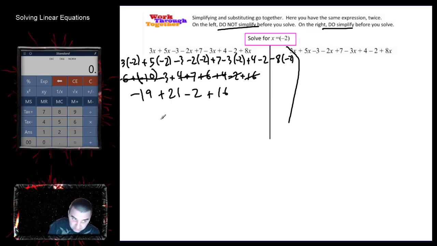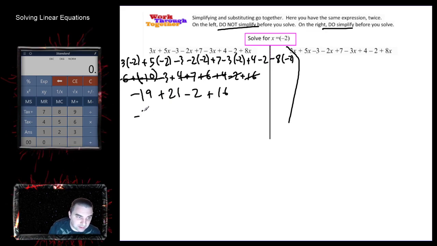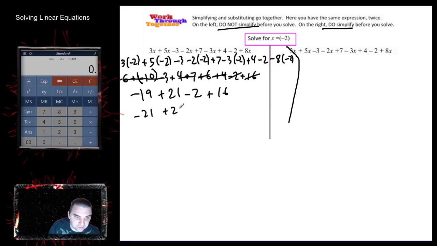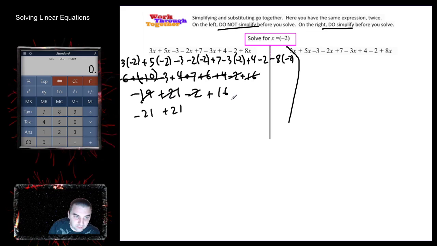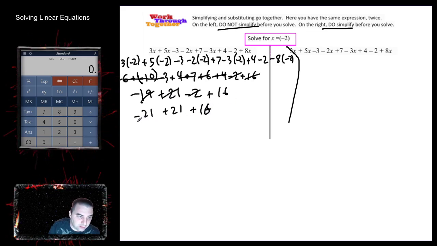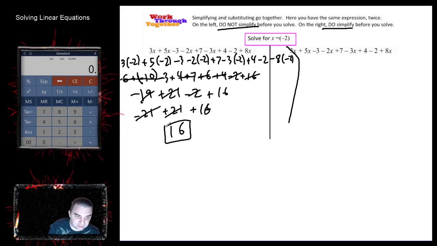All right. Look at that. Minus 19 and minus 2 together make minus 21. And here I have a plus 21. So these are all used. And then plus 16. Ugh, what kind of 16 was that? Minus 21 plus 21 are gone. And I'm left with 16.